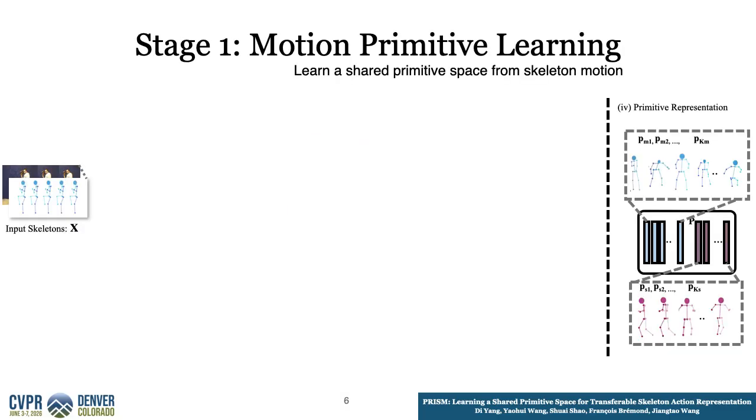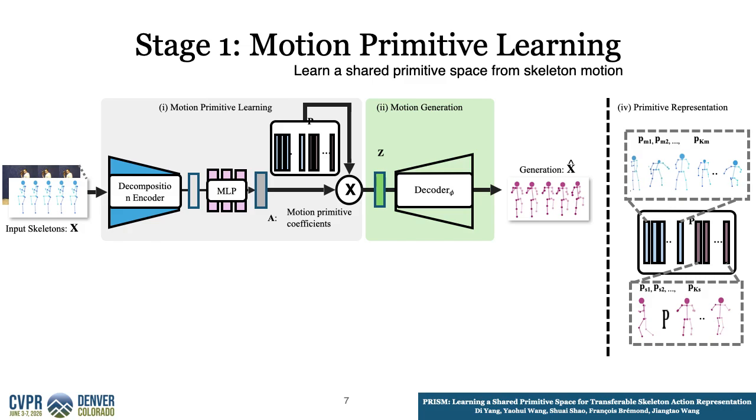PRISM has two main stages. In the first stage, the encoder maps a skeleton sequence into primitive coefficients at each frame. These coefficients are combined with a learned primitive dictionary to form a latent representation, which is then decoded to reconstruct the skeleton motion. To learn view invariant motion, PRISM separates the representation into motion coefficients and static coefficients.